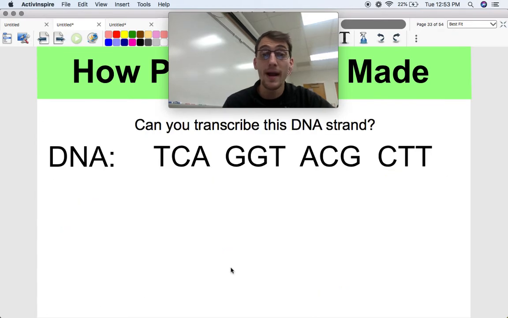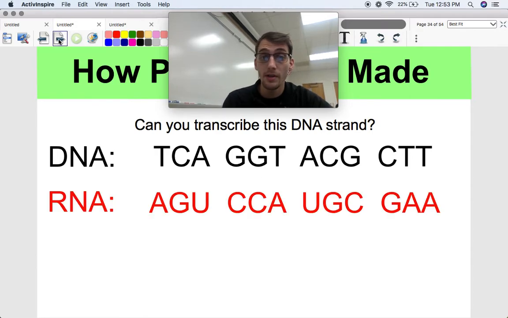All right, so let's just practice already. Can we transcribe this DNA strand? It's going to be a lot like matching DNA strands like what we did in our last video, in our last topic, but there's a little catch here. So we have one strand of DNA. What's the RNA strand, the transcript, going to look like from it?